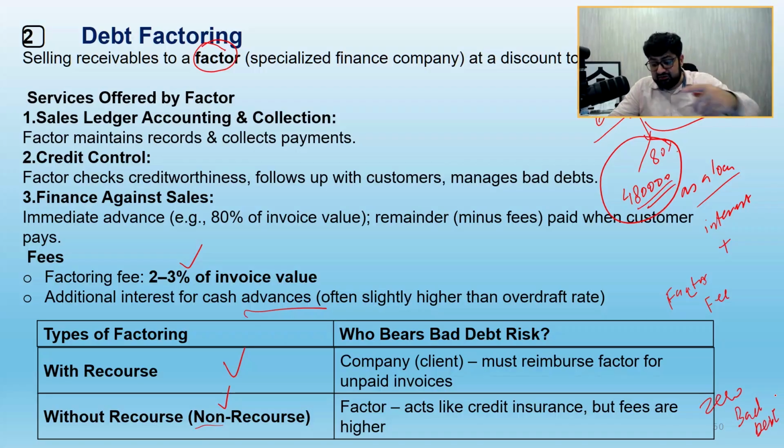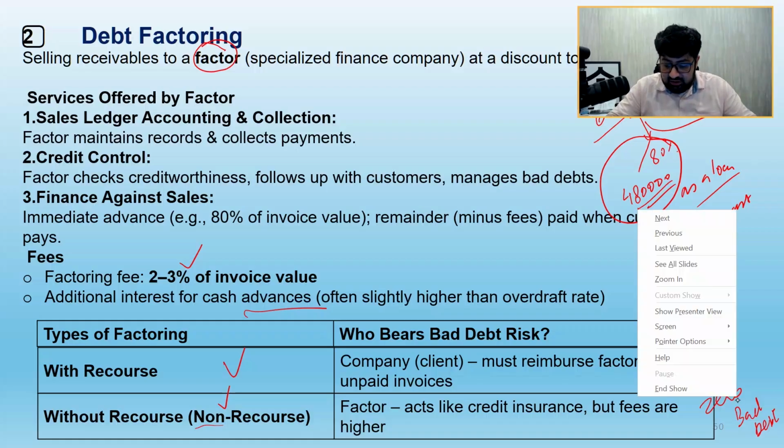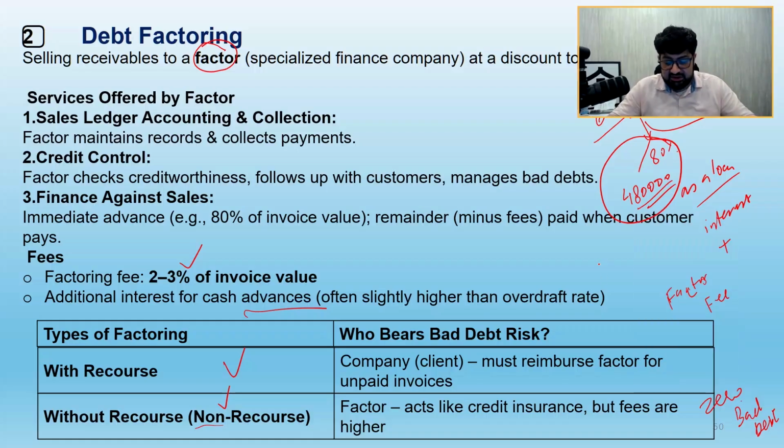Factor will take responsibility of bad debts, and they charge higher fees then. For example, we were having bad debts before of 1% of sales or 1% of receivables. We sold the receivable to the factor. Now zero bad debts, but they will charge a high fee because now the risk is transferred.